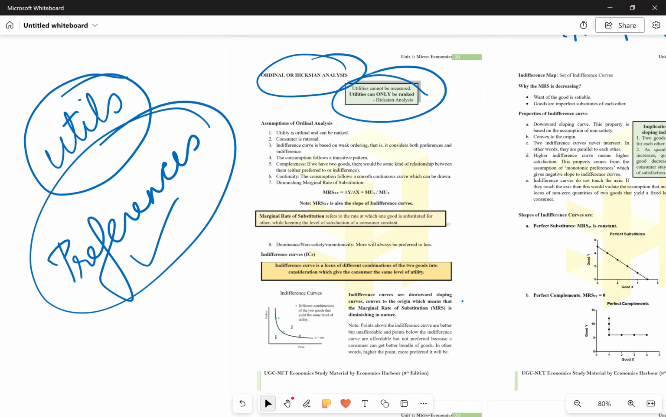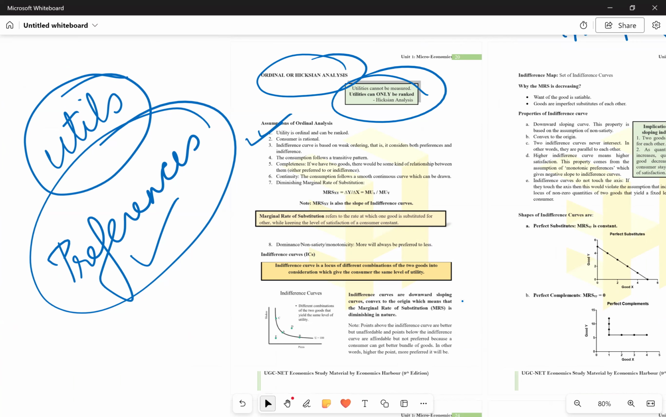For me, this pen, this pen, this pen. These three pens would give me different kinds of utilities, right? And I can rank them, okay? Now, the assumptions are that utility is ordinal. It can be ranked. It cannot be measured. Another thing is that the consumer is rational, right?